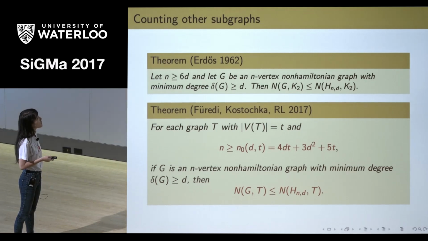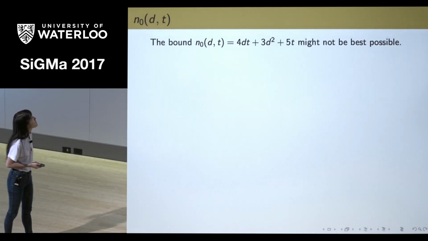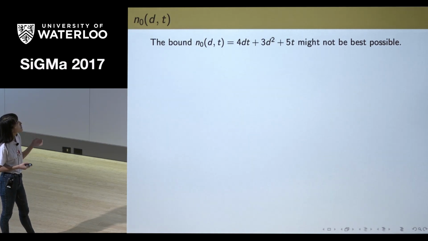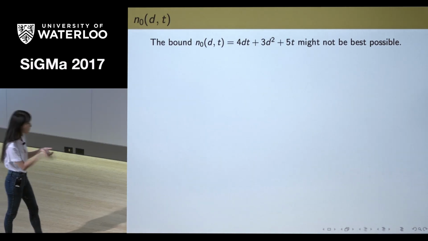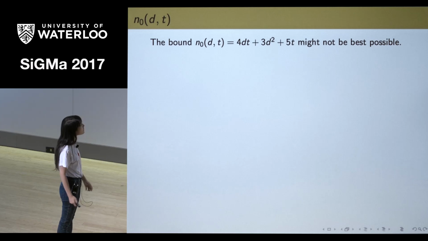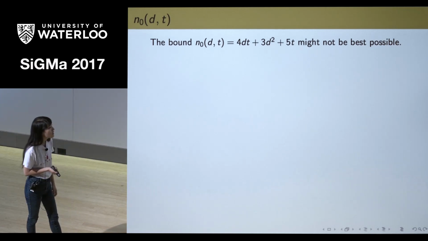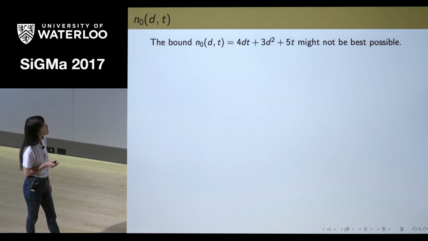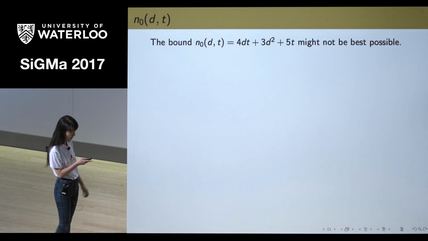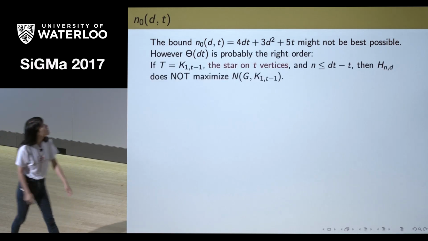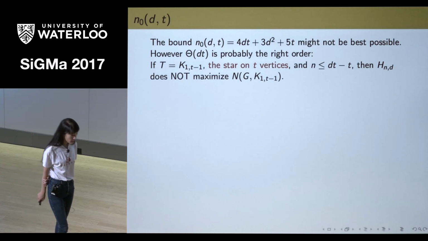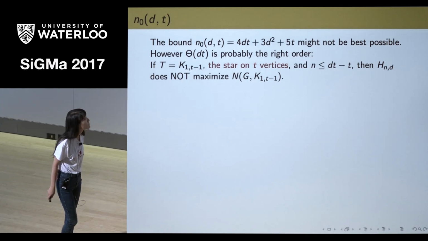So, right, n needs to be large enough, and we have this bound on how big n should be for this proof to go through. So it's 4dt plus 3d squared plus 5t. We believe it's probably not best possible. I mean, okay, we don't care about the constants, but the order is probably not best possible. And we think the correct order is dt.